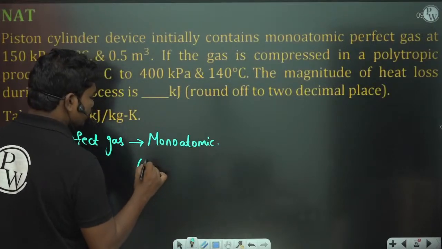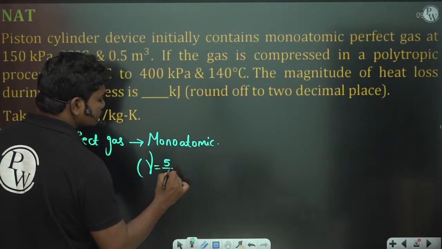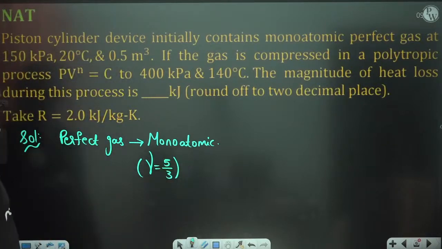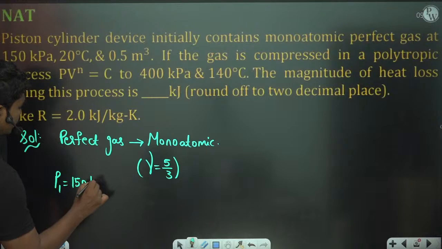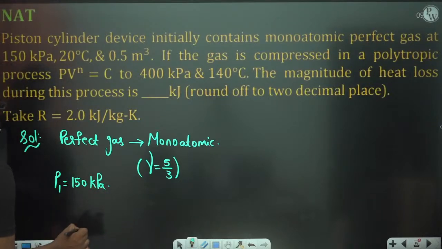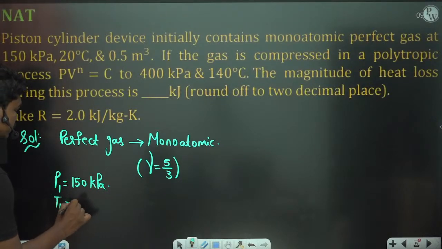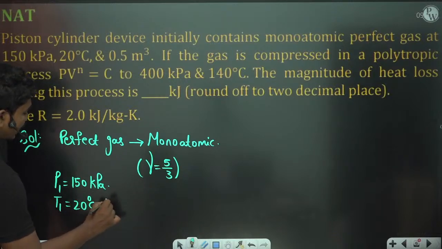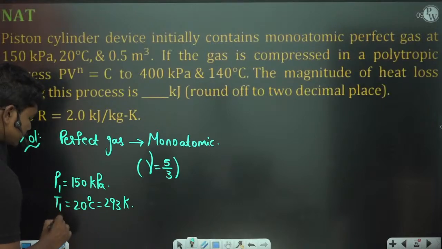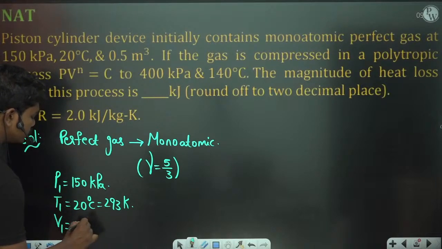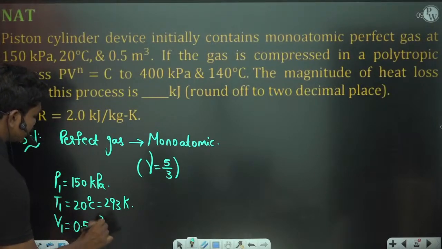So what is the meaning of monoatomic? Gamma is 5/3, 1.667. So this initially contains perfect gas at 150 kilopascals. So P1 is 150 kilopascals, and T1 is 20 degrees Celsius, which is 293 Kelvin, and V1 is equal to 0.5 meter cube.